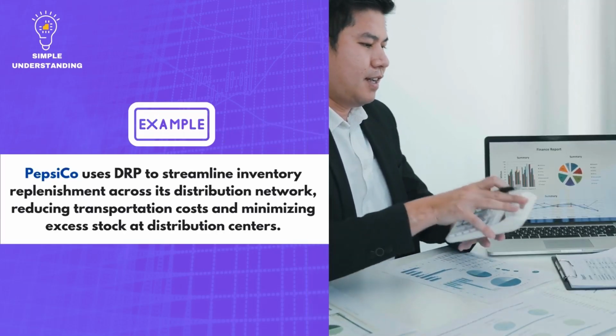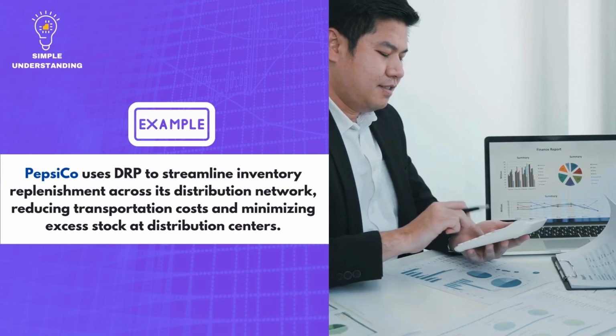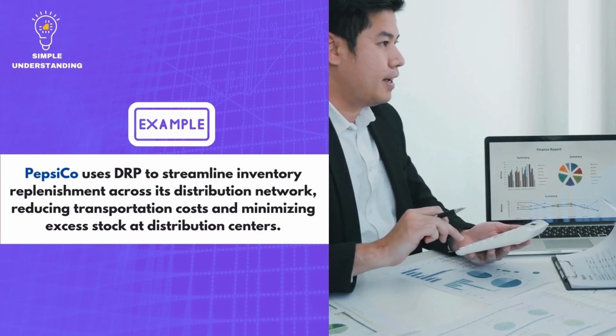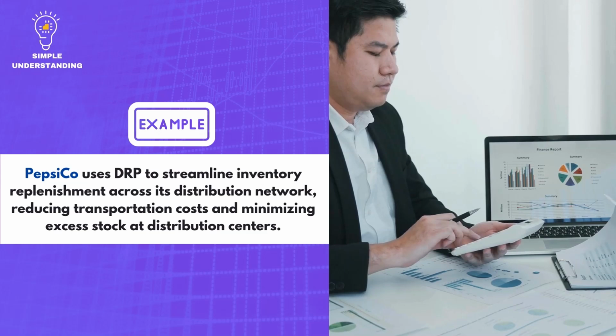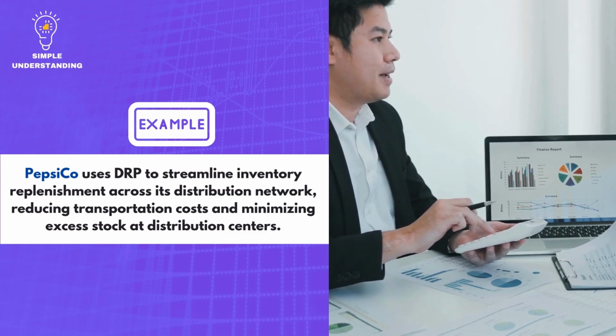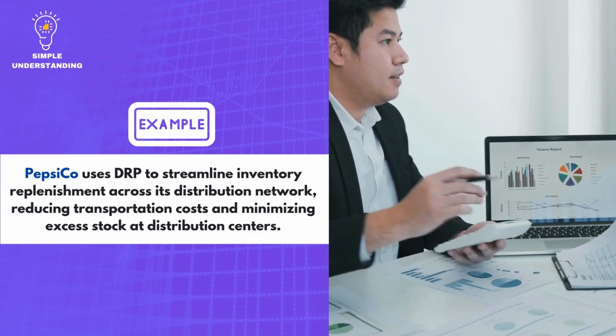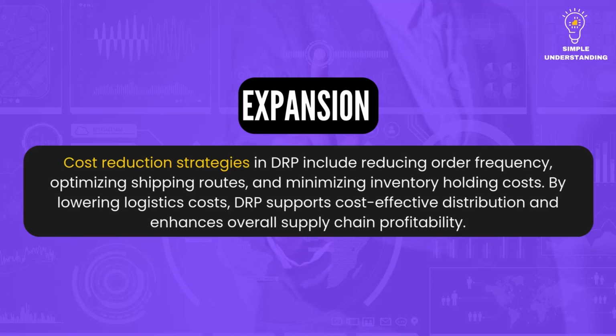Real company example. PepsiCo uses DRP to streamline inventory replenishment across its distribution network, reducing transportation costs and minimizing excess stock at distribution centers. Expansion. Cost reduction strategies in DRP include reducing order frequency, optimizing shipping routes, and minimizing inventory holding costs. By lowering logistics costs, DRP supports cost-effective distribution and enhances overall supply chain profitability.